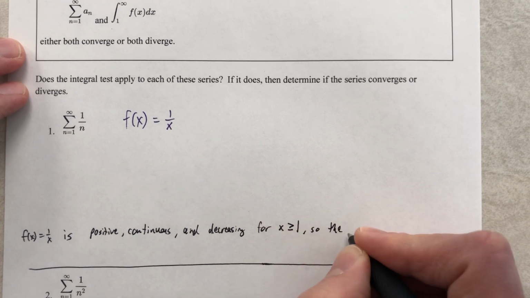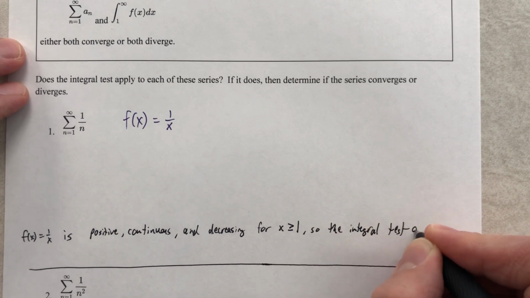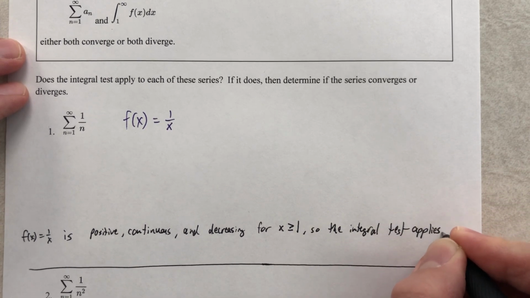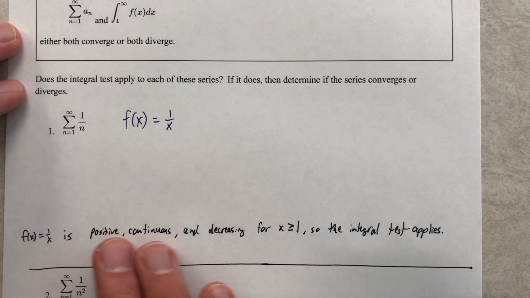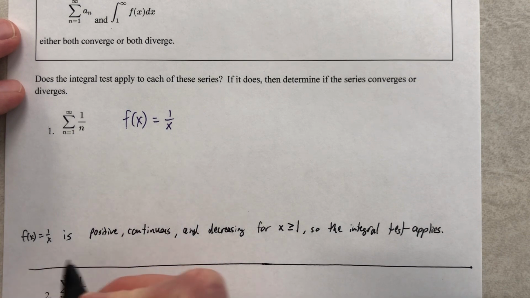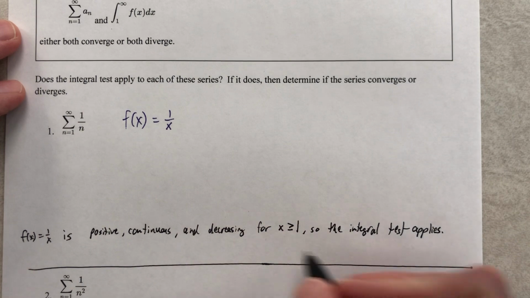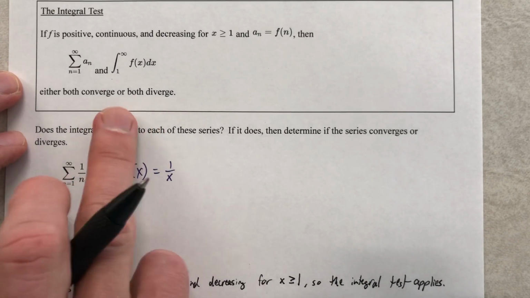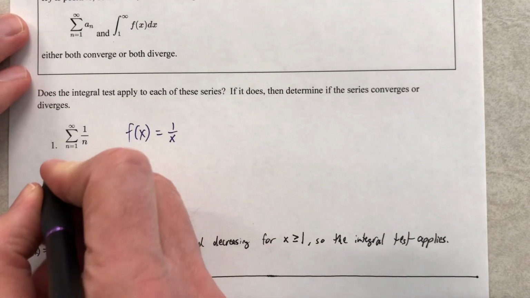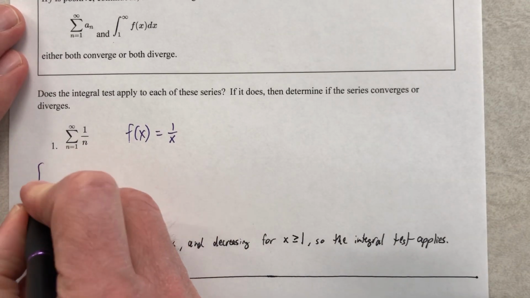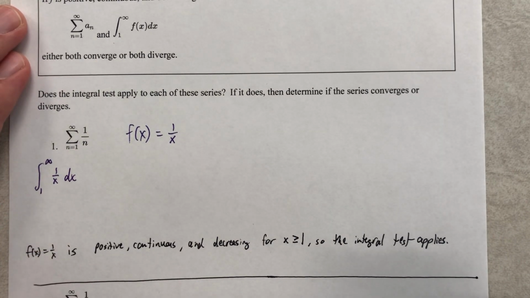So the integral test applies. Okay, fantastic. Let's pause the actual final answer, and the rest of this is going to say, because the integral converges, then the series converges, or because the integral diverges, the series also diverges, because they're going to do the same thing. They either both converge or both diverge. So, switching to the purple pen again, we're going to find the integral from 1 to infinity of 1 over x dx.